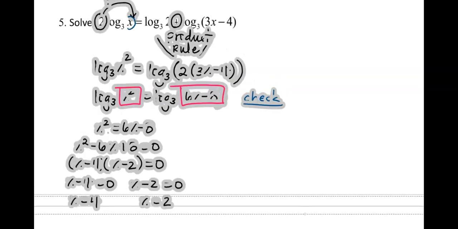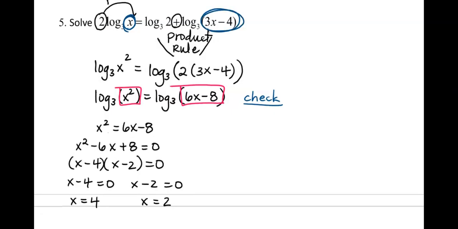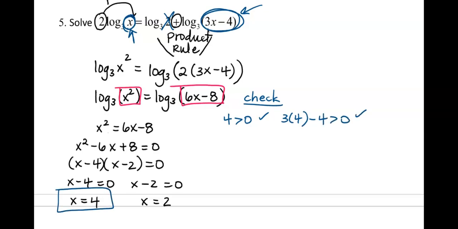So I am looking back at the original equation at each of my logarithms that had an x on the inside. We don't have to check the one that only has a 2 on the inside. Starting with the potential solution of x equal to 4, when I plug it into the first one, 4 is greater than 0, so that's perfectly fine. Plug it into the second one: 3 times 4 minus 4 is also greater than 0, so x equal to 4 is a valid solution.